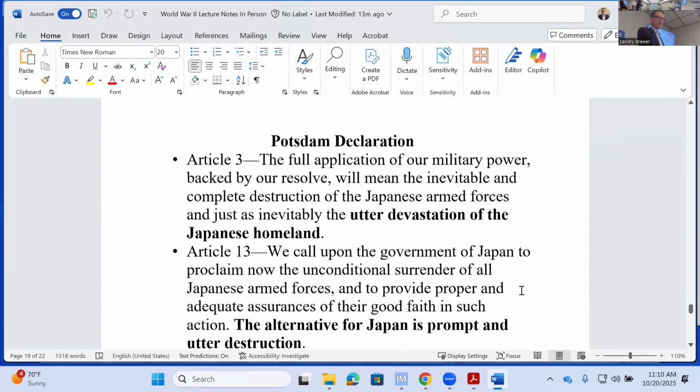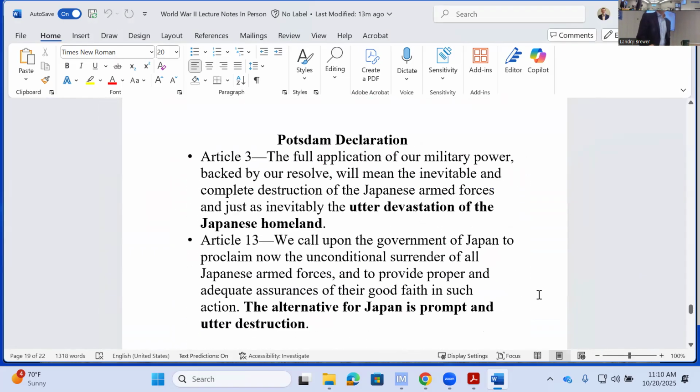You only need to know the bold words from the Potsdam Declaration, Articles 3 and 13. You only need to know the bold words. Only write the bold words.